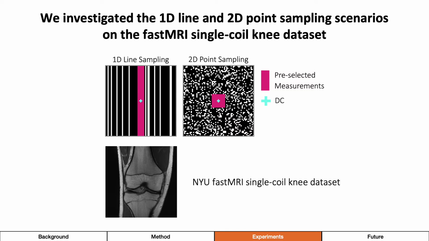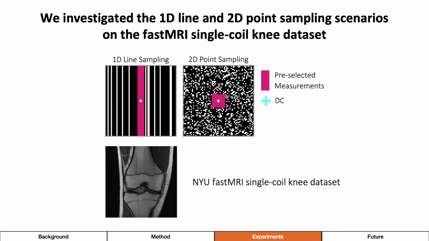In experiments, we investigated the 1D line and 2D point sampling scenarios using the FastMRI single-coil knee dataset. We compare with baselines under the same acceleration factors. Acceleration factor represents the ratio of the total number of measurements in comparison with the measurements taken. An acceleration factor of 4 means that we take a quarter of the total K-space samples to reconstruct the image.